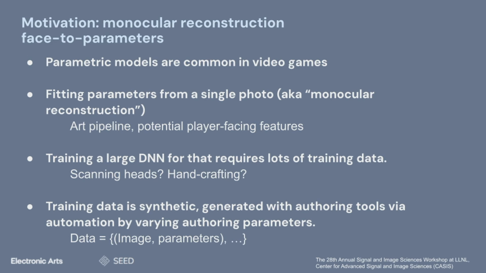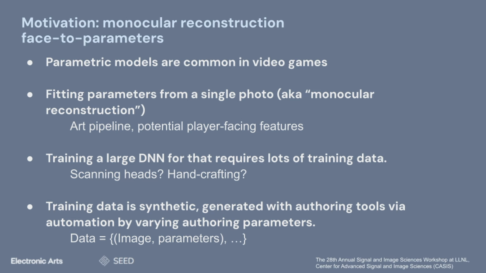Because there are that many parameters, it may be pretty hard to manipulate them all to fit the appearance of a particular head to match the reference image. So if we have reference images, we would like to run a neural net and do monocular reconstruction, which takes in the image and fits parameters from this single photo to reproduce the likeness. That can be useful in the art pipeline and potentially as a player-facing feature.